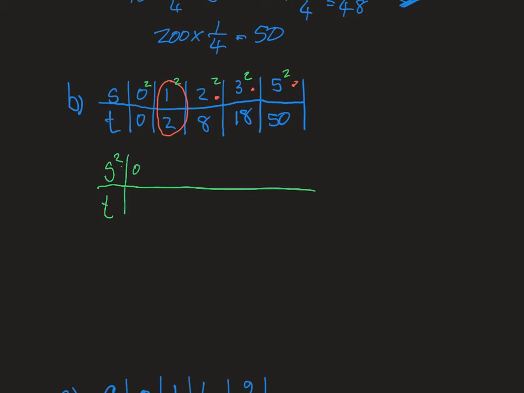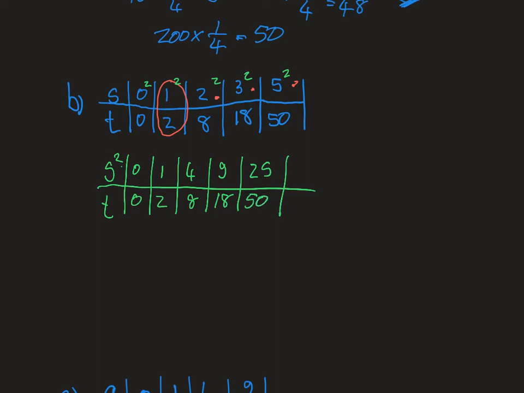0 times itself is still 0, 1 times itself is still 1, 2 times itself is 4, 3 times itself, 3 squared is 9, and 5 times itself is 25. The bottom value stays the same, 0, 2, 8, 18, 50.